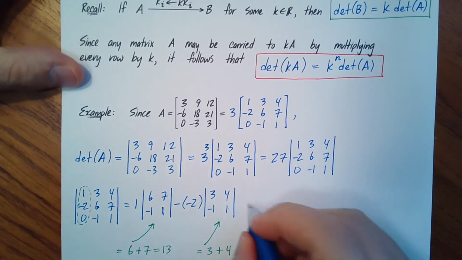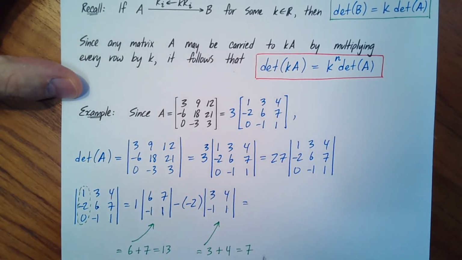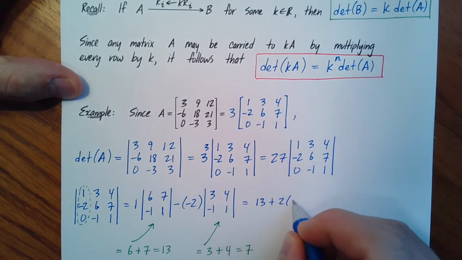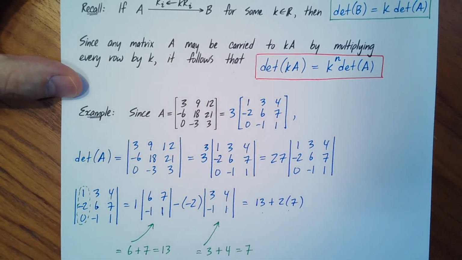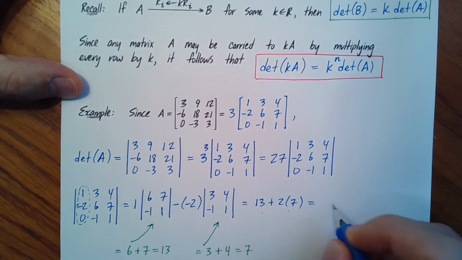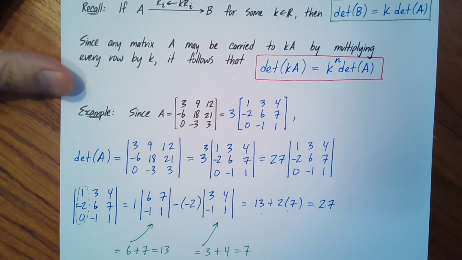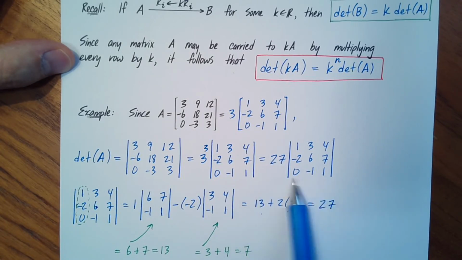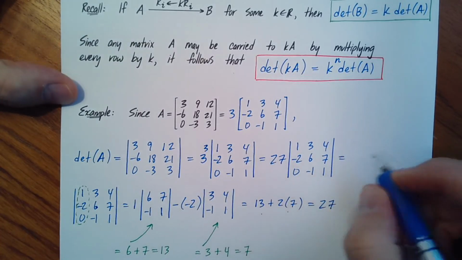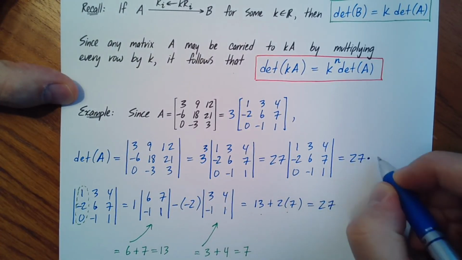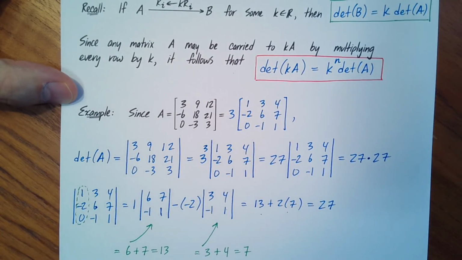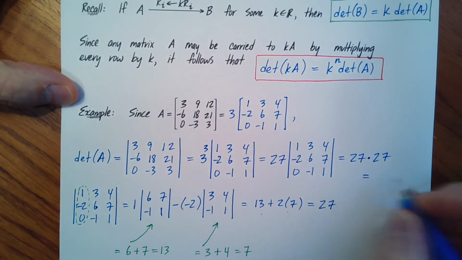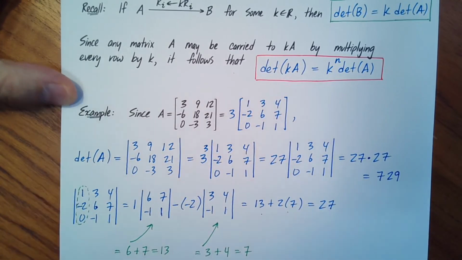So what we really get here, if we plug those in, is 1 times 13 minus negative 2, so this is really plus 2 times 7. So that's going to be 13 plus 14, which ends up being 27. All right, so that 27 is still out there. This 3 by 3 determinant turns into a 27. So we actually get 27 times 27. And if you punch that into your calculator, what you're going to end up getting is 729.